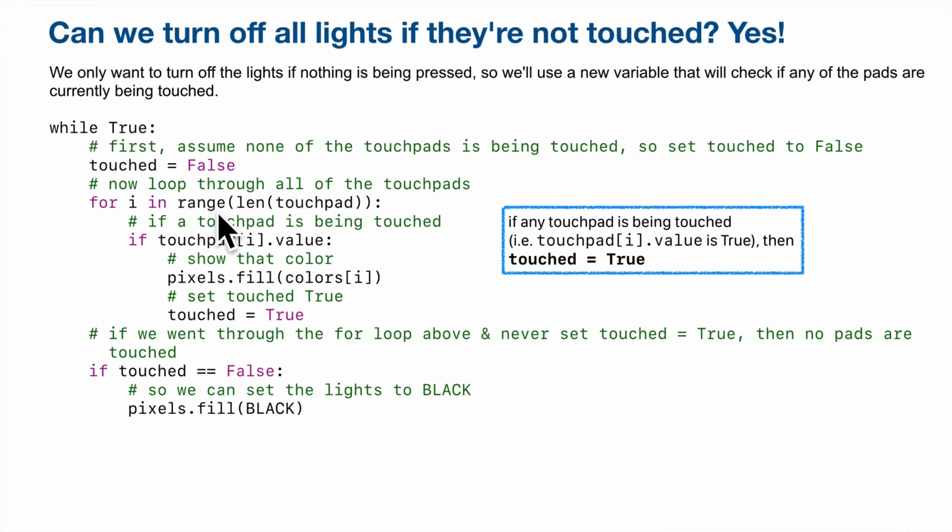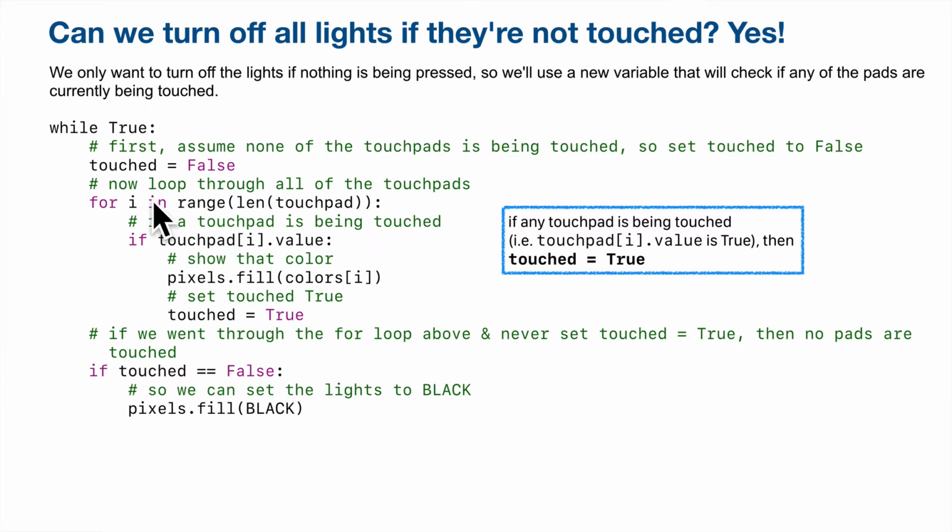Now, inside the if statement where we say if touchpad i dot value, that is true, then what we're going to do down here is set touched to true. So now let's think about this. If we start off with touched as false and we go through all of the touchpads 0 through 6, if any one of them is touched, then we'll change touched to true. It doesn't matter which one is touched, as long as one is touched, it's going to be true.